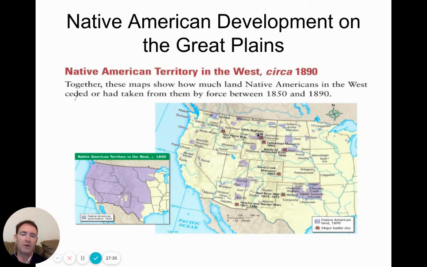Probably the most well-known one, which we'll reference very briefly, guys, in the next few slides, is going to be the Battle of Little Bighorn. Okay, that's what we call Custer's Last Stand, where he basically is going to be wiped out by one of the tribes there. Okay, and then guys, take a look here.